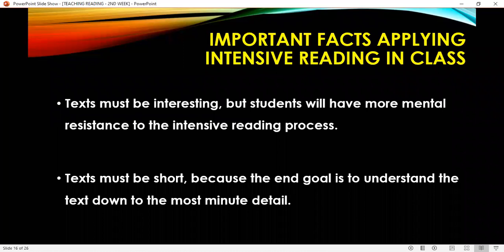Texts must be short because the end goal is to understand the text down to the most minute detail. So you cannot give them 2 or 3 pages to read. No, it's too much, too many pages, right? Just a short text, and they have to analyze this text in class, because they have to give every detail. That's why it says here the most minute detail of the text.